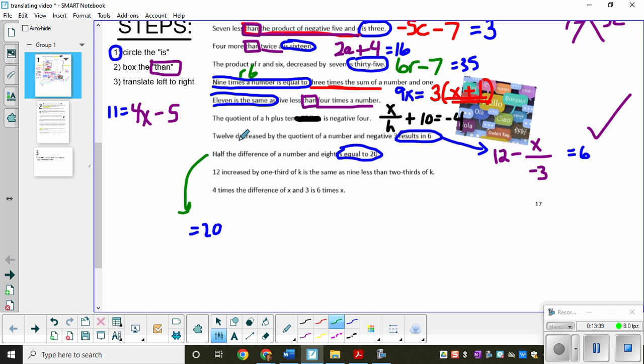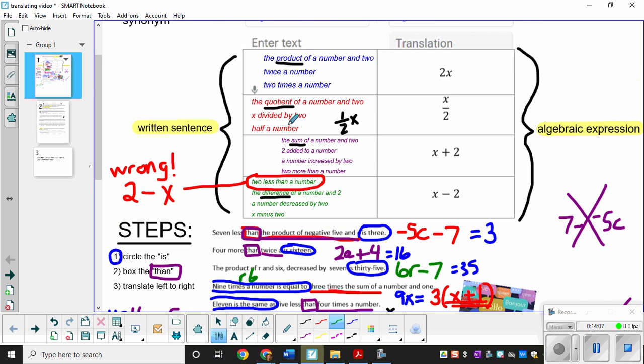Now when we're doing half the difference, y'all, a lot of us are going to see the word half and think, okay, here's a half. And now half the difference. So difference is the answer to a subtraction problem. So I need parentheses. The difference of a number and 8 looks like x minus 8. So this is one way to write it. We've got half the difference of a number and 8 is equal to 20.